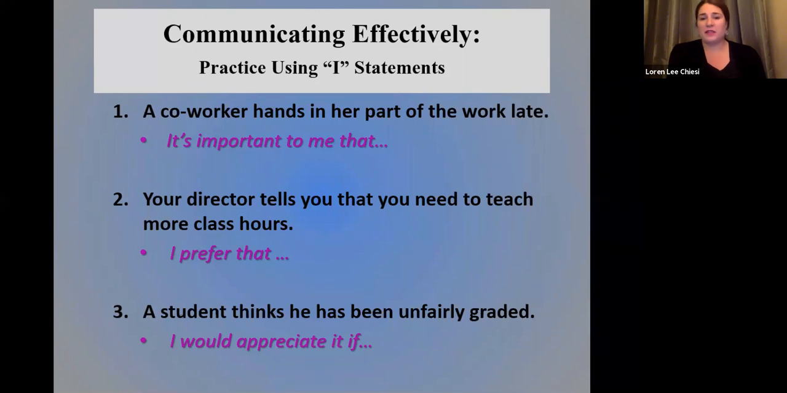Your work is late. You know I can't teach extra hours. I always get chosen to teach extra hours. You need to review your work. I don't think that you've been graded unfairly. Different things like that are less effective.